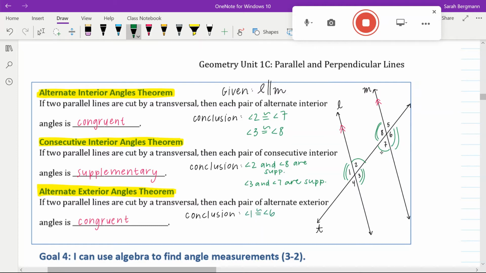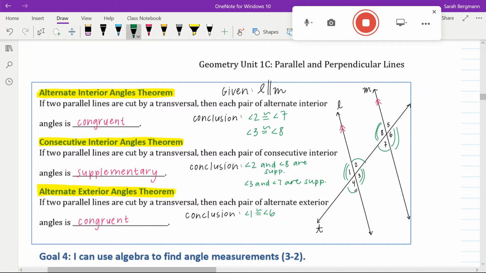This is similar to what we just talked about. Angle 1 and angle 3 are vertical angles. Angle 8 and angle 6 are vertical angles. We already know 3 and 8 are the same. We already know 8 and 6 are the same. We know 3 and 1 are the same. That means 1 and 6 must also be the same.